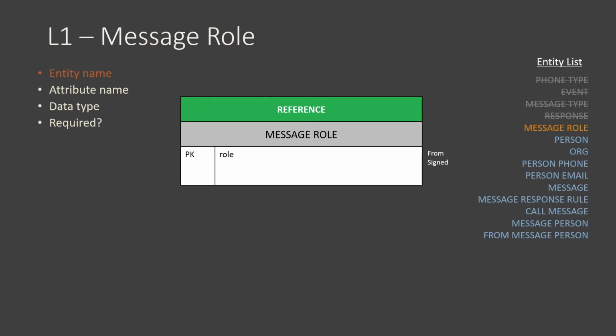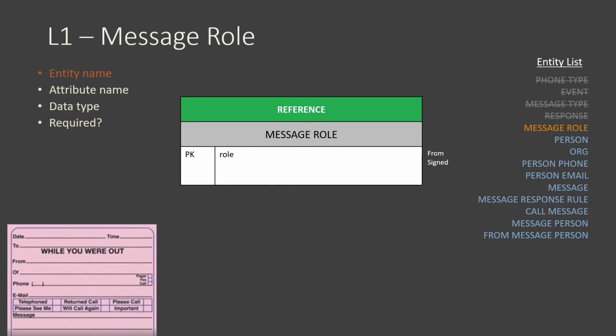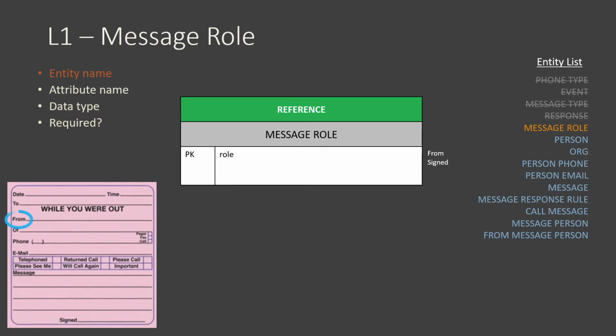The fifth and remaining reference data entity is message role. The name does seem to match the sample values from and signed. However, to confirm the meaning of the sample value from, they quickly take a look at the paper form. The from field refers to the individual who was calling or visiting. So with this understanding clarified, they now focus on the primary key attribute named role.